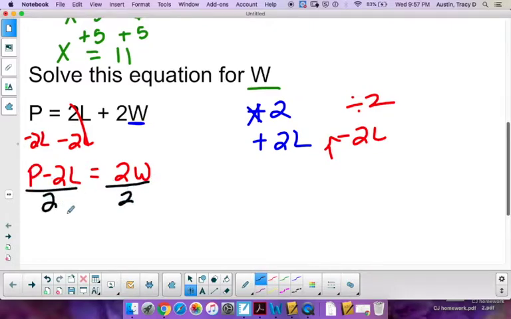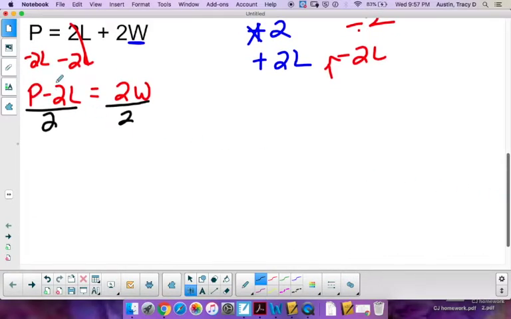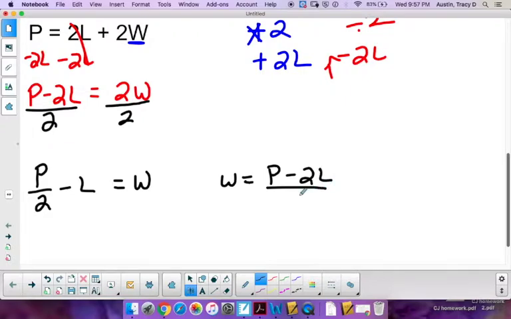And I can either leave it like this, or if I simplify it, I'm going to have to write it as 2 separate fractions because that 2 goes under both pieces. So it would be P over 2 minus L, you could write it like that, or you could just leave it as P minus 2L over 2, which is perfectly acceptable when we start talking about trig inverses, which is what we're doing today. Okay, and this is all just a refresher for you on using inverse operations, because that's what we're going to be doing.